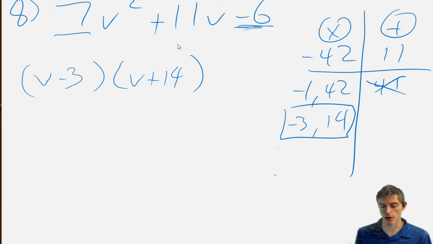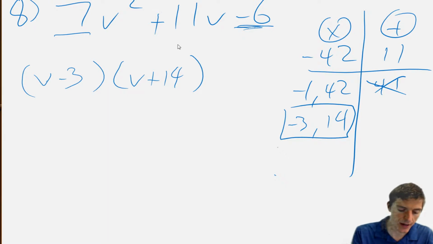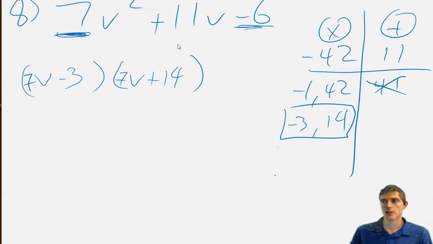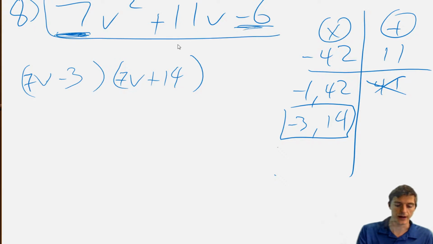So I'm almost all the way there. The key strategy on this is when you have an a value in front of this v squared, you have to put it in both spots like that. So I have 7v squared, 7v minus 3 times 7v plus 14. Still, I've overshot my answer. If I was to FOIL this out, I would not get my original, right? What I need to do now is reduce.